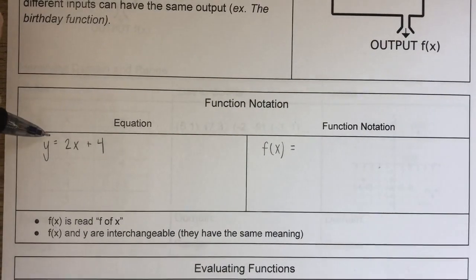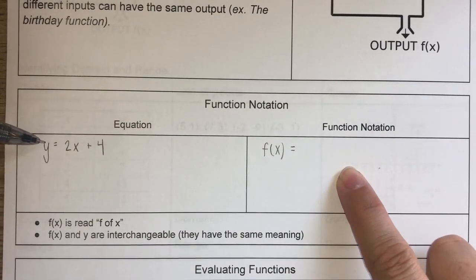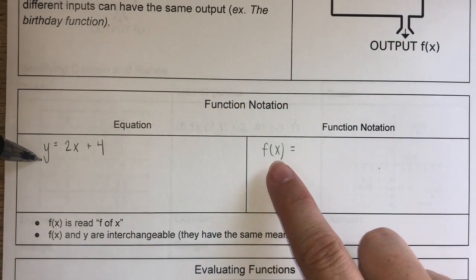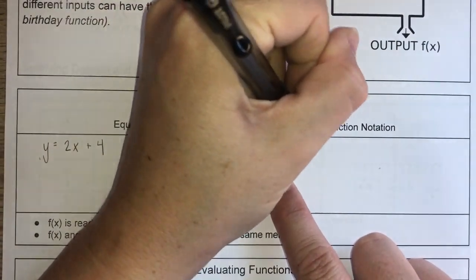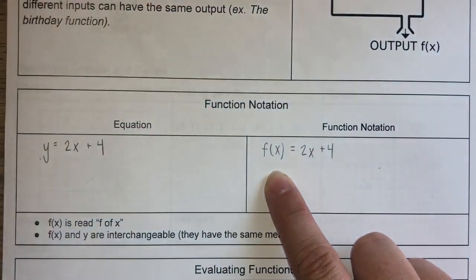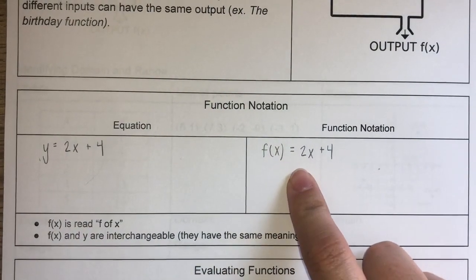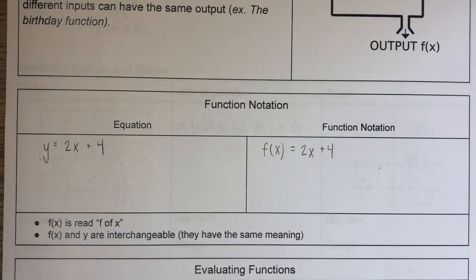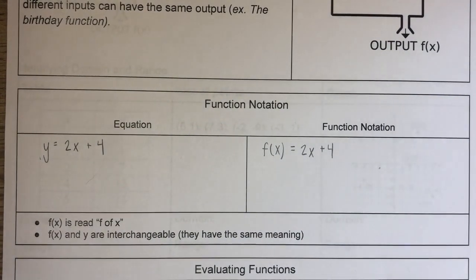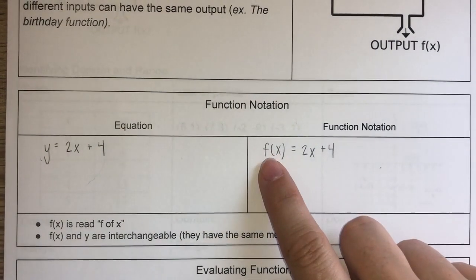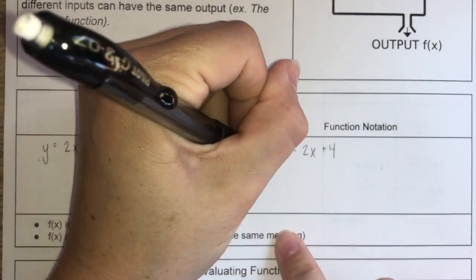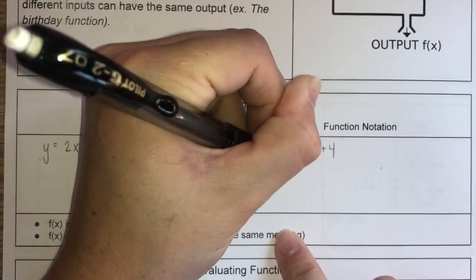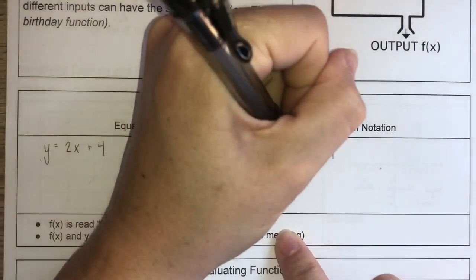So if I wanted to write this equation in function notation, y would change to f of x, and then the 2x plus 4 would stay exactly the same. So f of x equals 2x plus 4. You can also have different letters when you're writing your function. f is the name of our function, but maybe we'll have a function named g. So I could write g of x equals 2x plus 4.